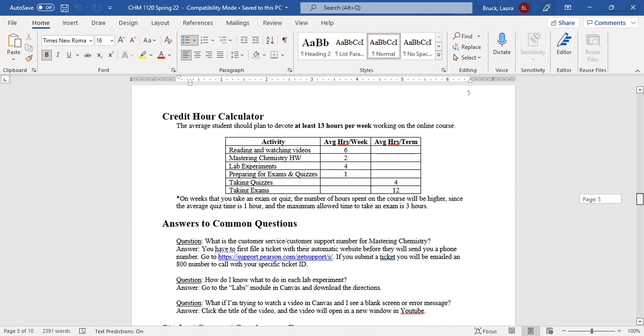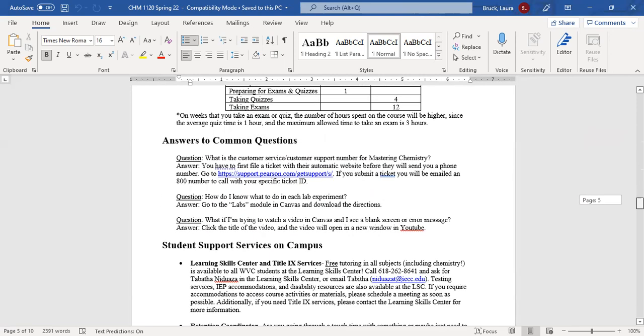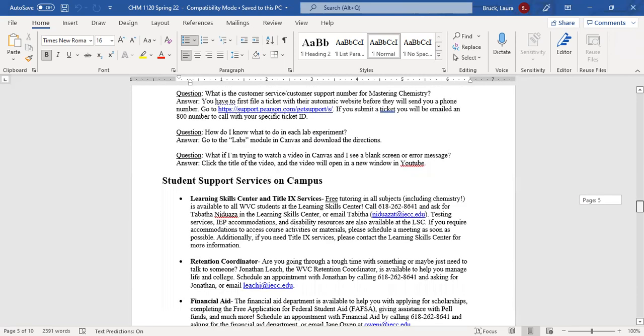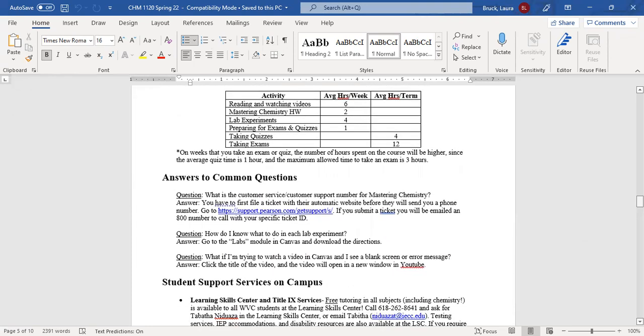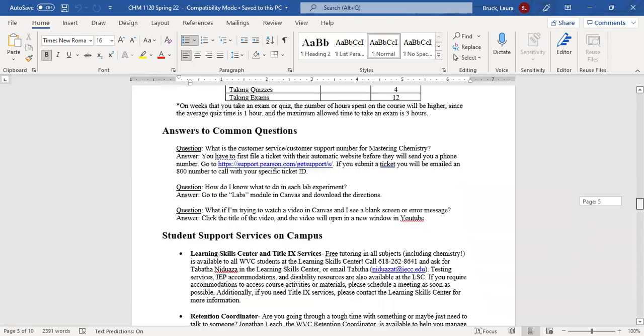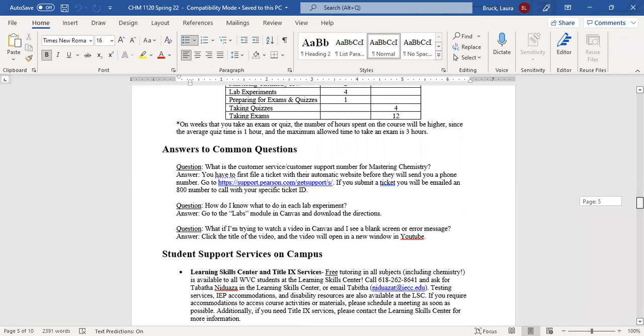Here are some questions I get most commonly asked. How do I get help from Mastering Chemistry? Here's a page for them. Also, if you are waiting on financial aid for Mastering Chemistry to come through, you can get a 2-week free trial. So if you're waiting on a scholarship or Pell Grant or whatever, you can go into Mastering Chemistry and get that first 2 weeks for free.